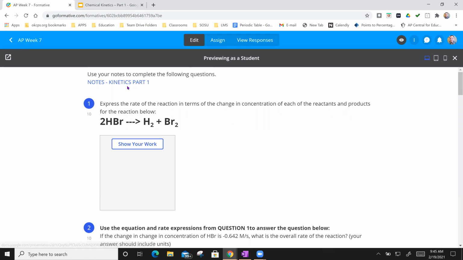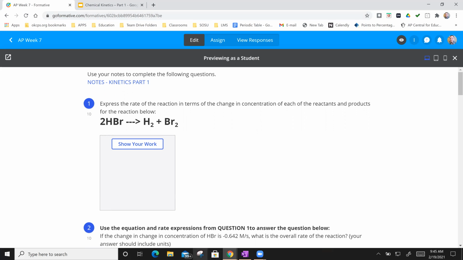I want you to notice that I did put some notes for kinetics there. You can go through those. I'm going to go over some of that in the instruction for today. I've also gone over that in live instruction, but those are good things to at least look through and be aware that they are there for your help. And you can take notes on those if you would like.